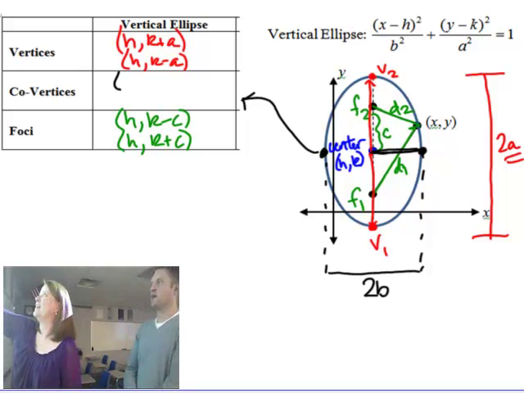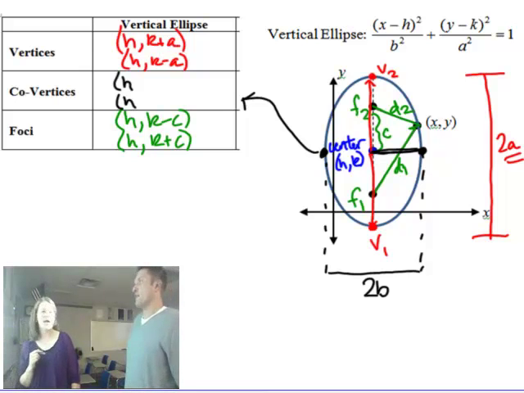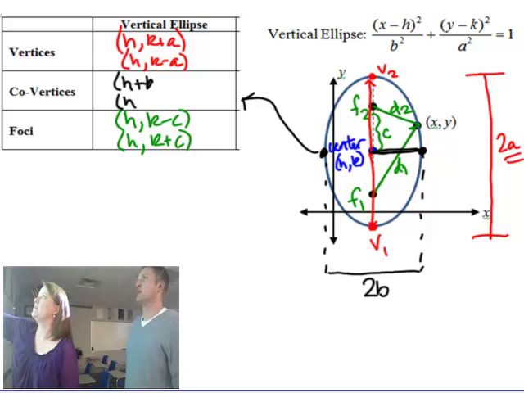And we can still compare them with the center to come up with a good representation of the points. Right. And our center was (h, k). So we're going to have h plus a, k, and h minus b. Y values stay the same. You're on a horizontal line.